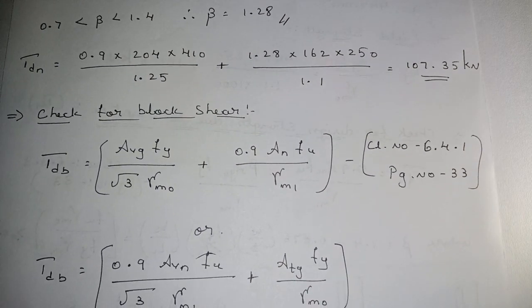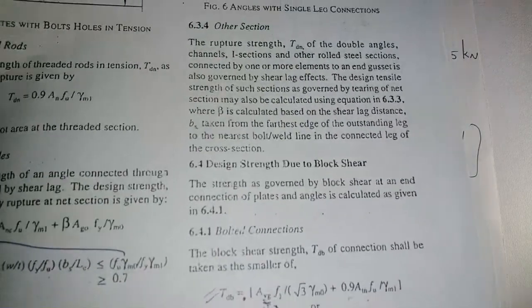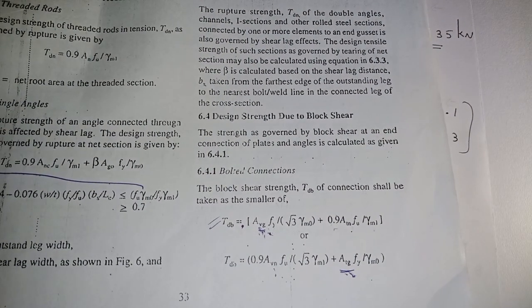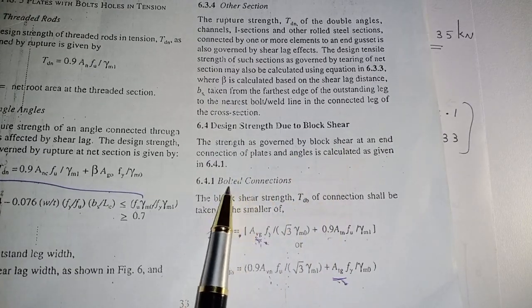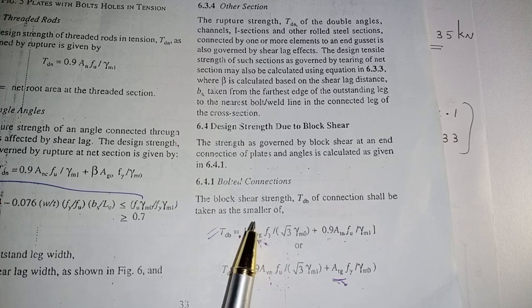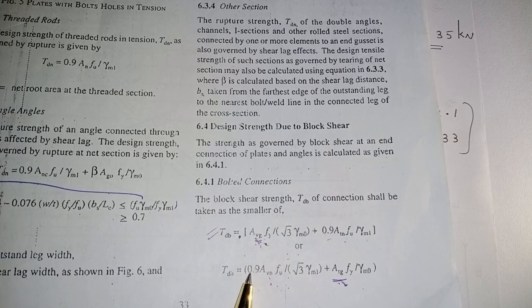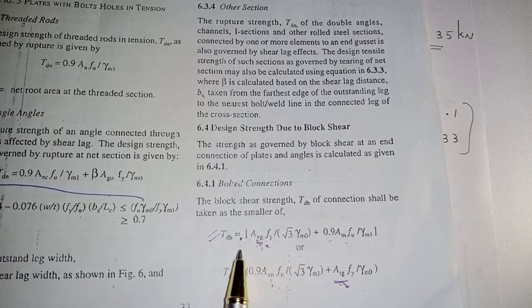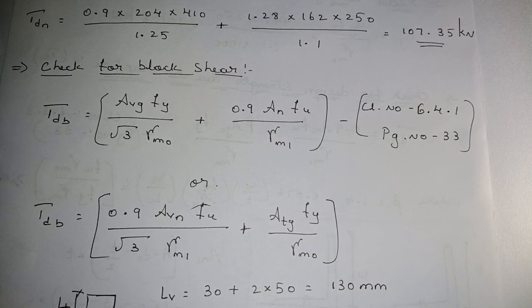Now we'll go for the block shear. Check for block shear. Again, in the block shear you have the equations, and that you will get in this code book. In page number 33 you have the design strength due to the block shear, and that we are doing for the welded connection. You have the two equations over here. Whichever is less in these two equations, that will be the strength of the angle section for the block shear. Got it? These two equations you need to take. Okay, so I have noted down these two equations here. This is in page number 33, clause number 6.4.1.